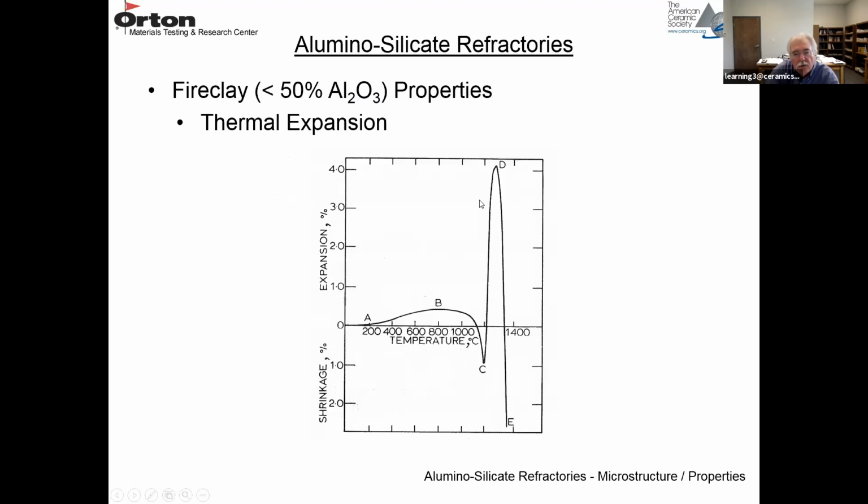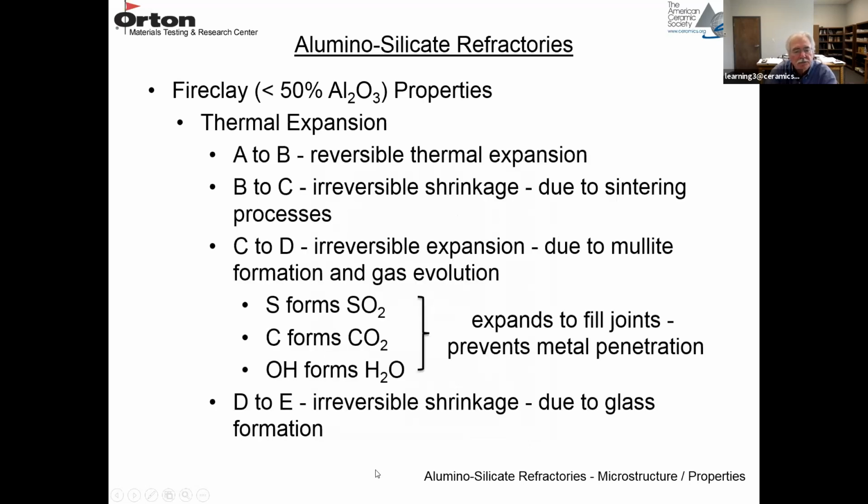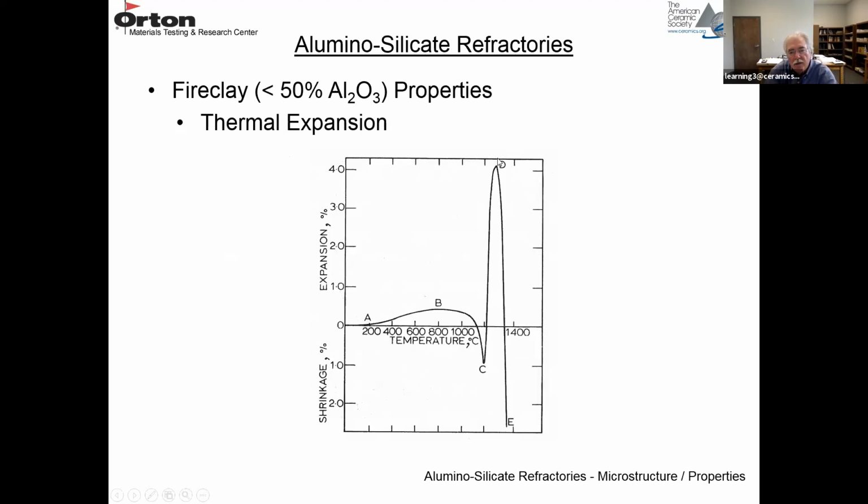But anyway, between C and D is where you may have a gas coming off causing a permanent expansion or a mullite formation. And finally, from D to E, you have another irreversible shrinkage. That's either due to sintering or viscous glass forming. So there's many different sintering mechanisms. Some are solid state, some are viscous flow. Either way, you're having a sintering process take place that densifies the material.